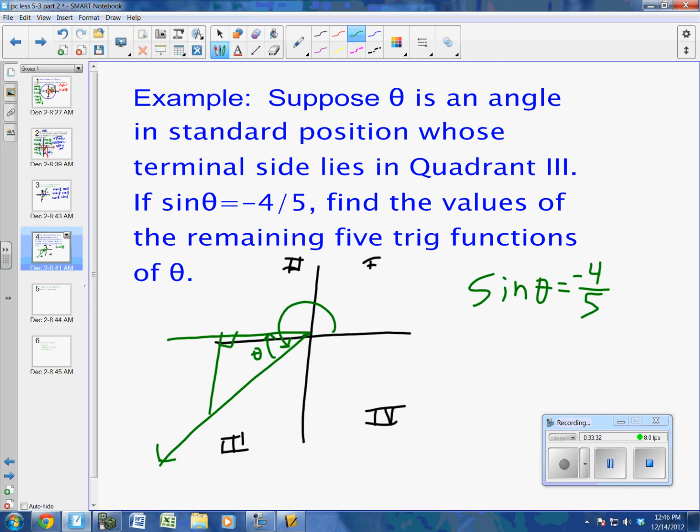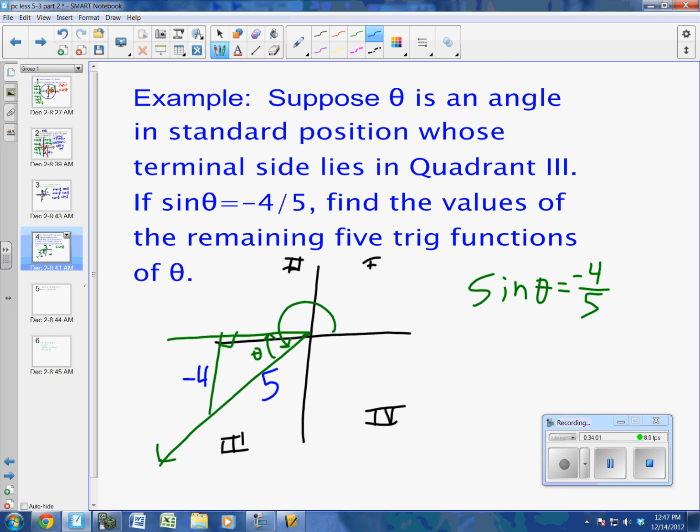Sine is negative. And what's r going to be? There you go. Radius is always positive. So everybody's going to write this down. The radius is 5. The y value is negative 4. How are we going to find the x coordinate?